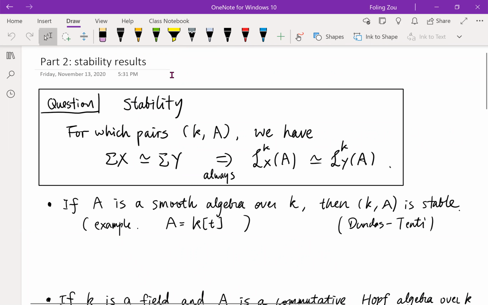All right, so now I will talk about the stability results. So here is the property of stability that we mentioned earlier. And in the paper of Dundas and Tenti, they show that if A is a smooth algebra over K, then this pair is stable. So K[T], the polynomial ring of K over one generator T, is an example of a smooth algebra. It's actually a free algebra, and they show this by first showing it on the free things.